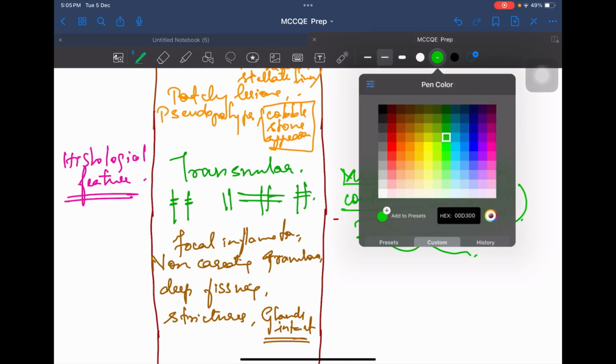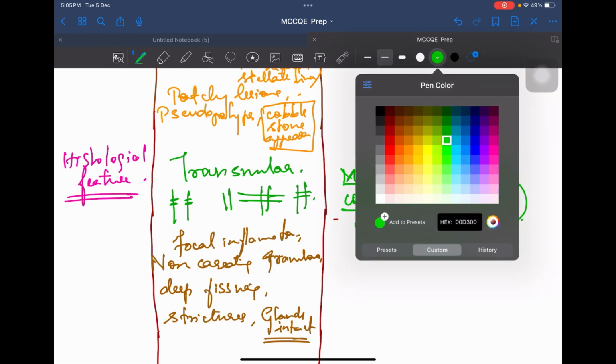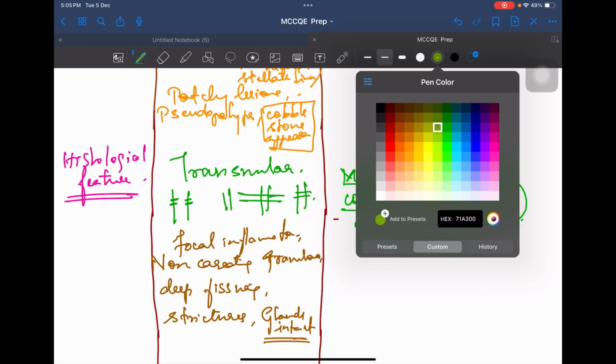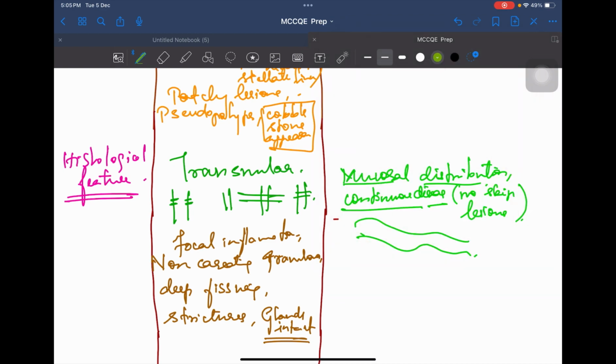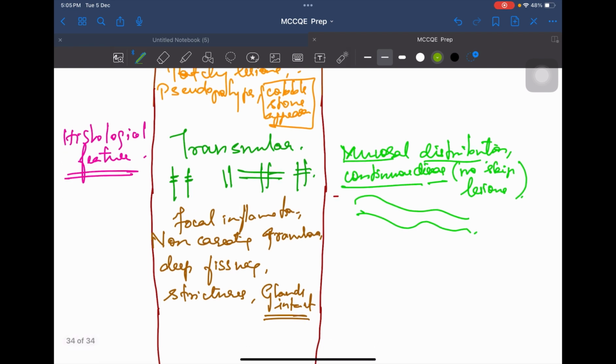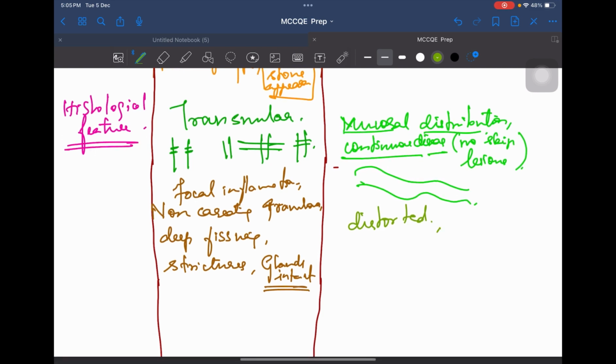There will be architectural distortion of the whole of the large bowel. So the mucosa of the large bowel will be wholly distorted, and there will be gland disruption. Whereas in Crohn's disease, we don't find gland disruptions. Glands will be intact. But in ulcerative colitis, there will be gland disruption, and crypt abscess can also be present.